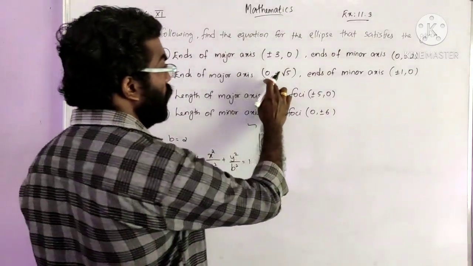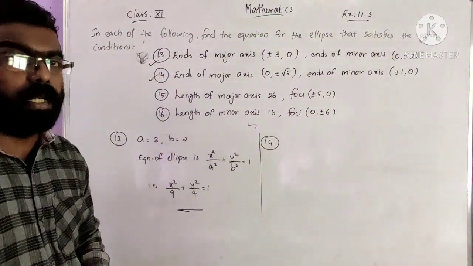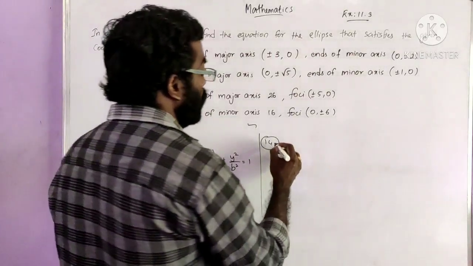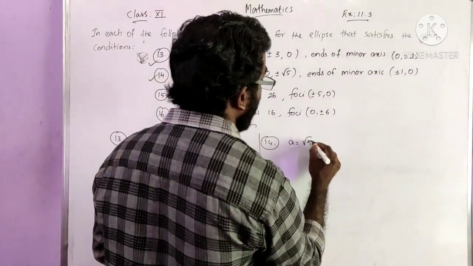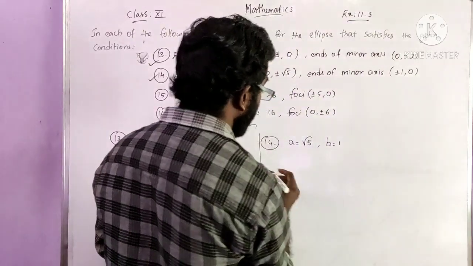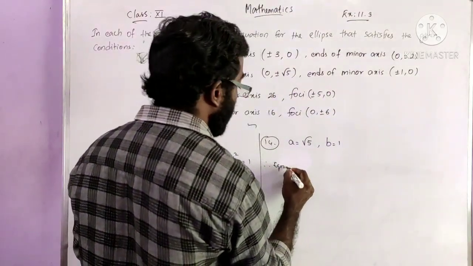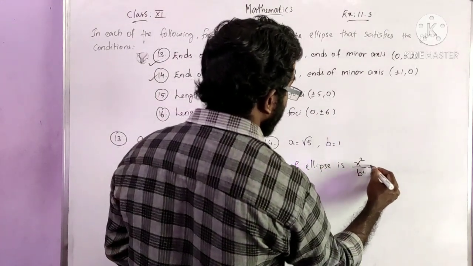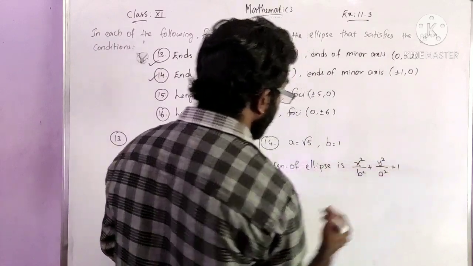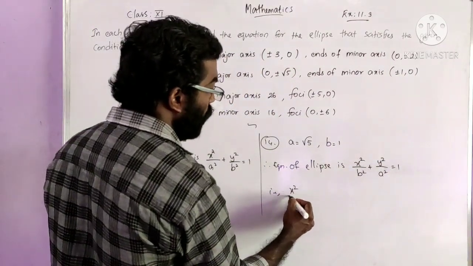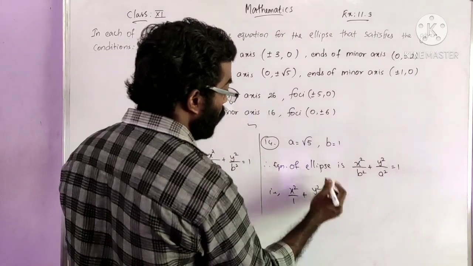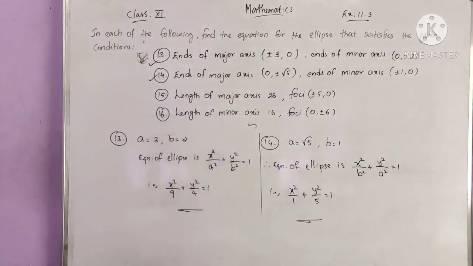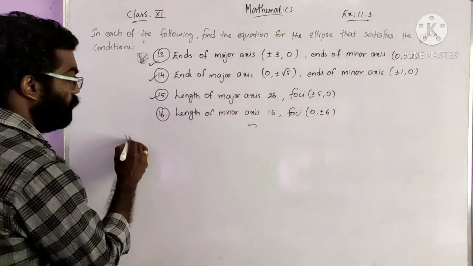Ends of major axis 0, plus or minus root 5. That means major axis is y axis. That is, it is of the second type. So here a is equal to root 5 and b is equal to 1. And therefore equation of ellipse is x square by b square plus y square by a square equal to 1. That is x square by 1 square, then plus y square by root 5 the whole square, that is 5, which is equal to 1. Clear? Now take the next one, question number 15.